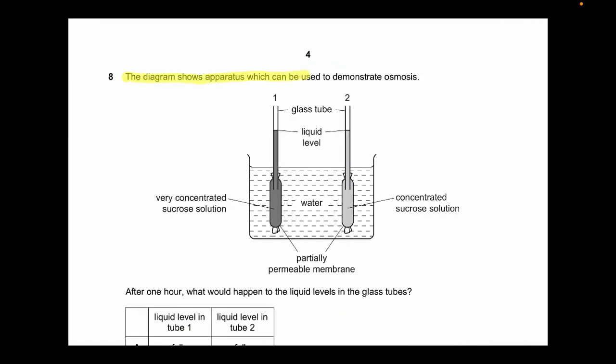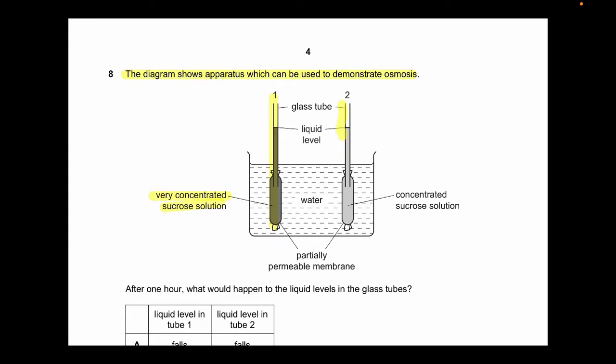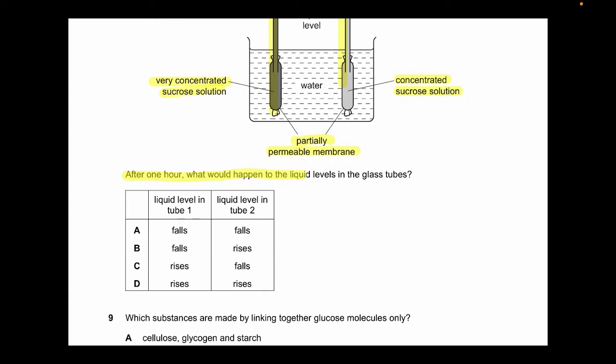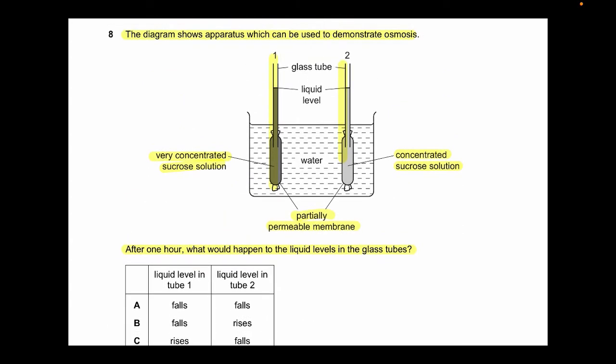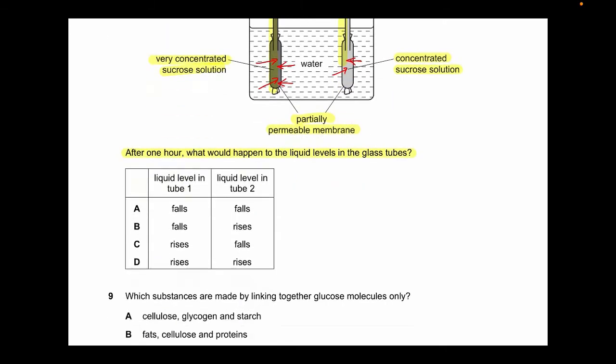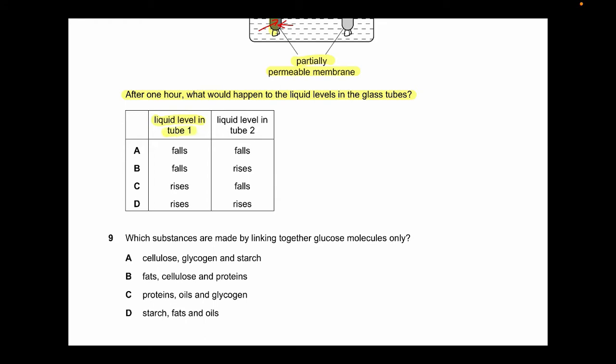The diagram shows apparatus which can be used to demonstrate osmosis. We have glass tube 1 with very concentrated sucrose solution, and glass tube 2 with concentrated sucrose solution. Both glass tubes contain a partially permeable membrane. After 1 hour, what would happen to the liquid levels in the glass tubes? Since the partially permeable membrane won't allow sucrose to get out, water will move in, and as a result the liquid level in glass tube 1 will rise. The liquid level in glass tube 2 will also rise. So option D is the correct answer.